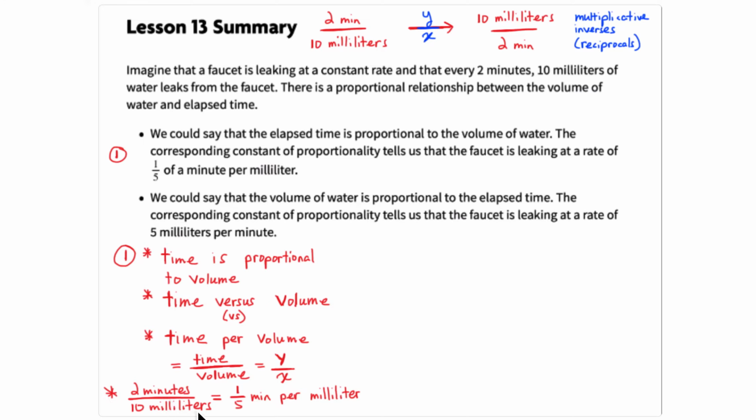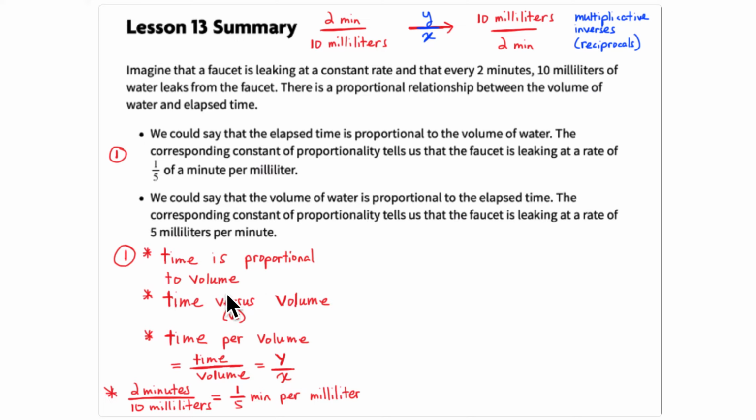And if you measure 1/10 the volume, that's 1 milliliter, then it's going to take 1/10 the time. So that's 2/10 minutes. And 2/10 minutes simplifies to 1/5 minute, and that's per milliliter. So 2/10 minutes is 12 seconds. 1/5 of a minute is also 12 seconds. So you can say this is time is proportional to volume.